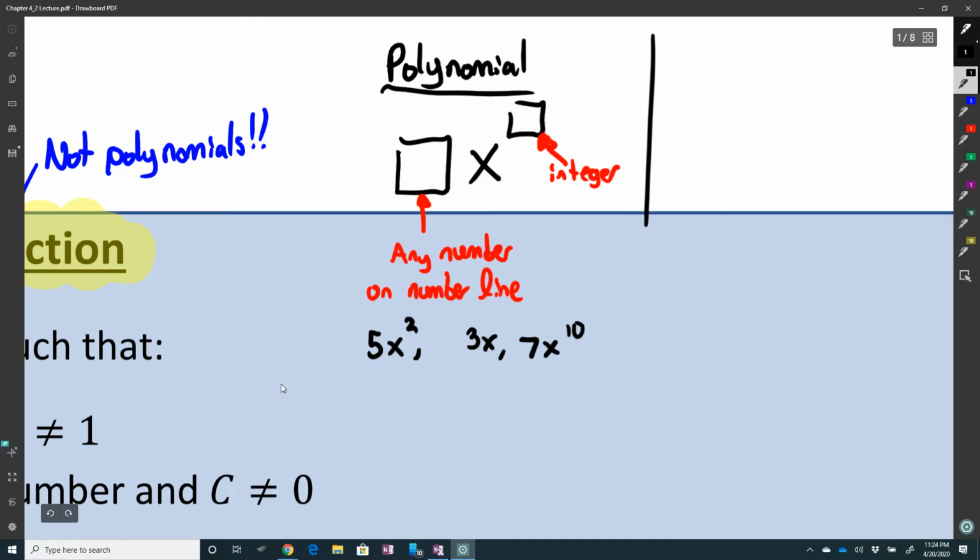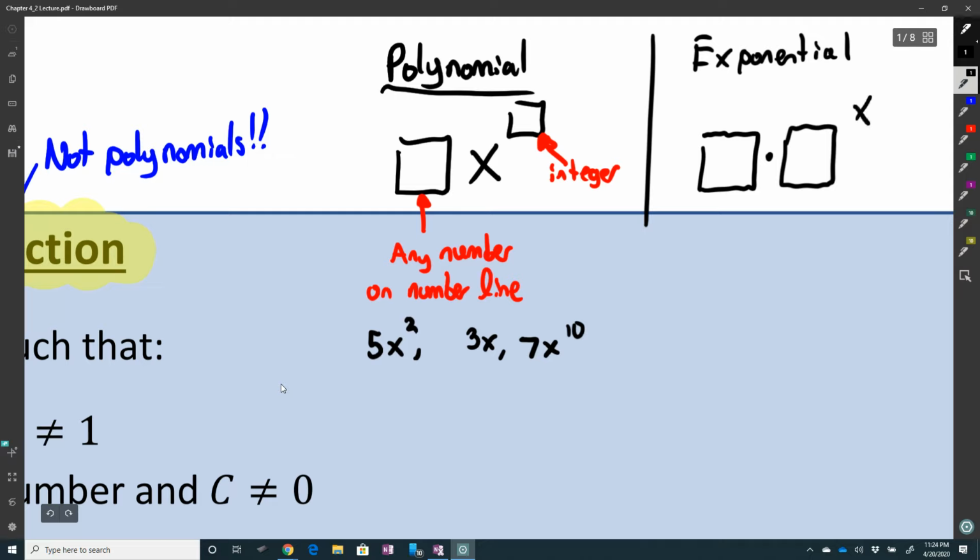Okay, now exponentials, on the other hand, okay, these are different. These are c times a to the x. So notice the position of where the x is, the exponent. That's pretty much why it's called an exponential. So exponential because the x is in the exponent. Now this guy up here, this again can be any number on the number line.